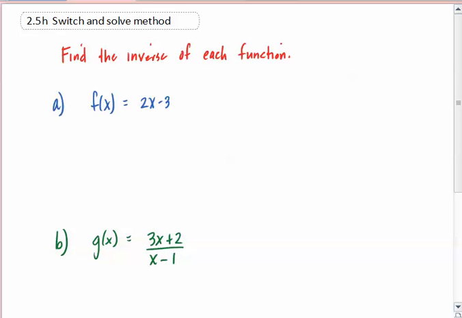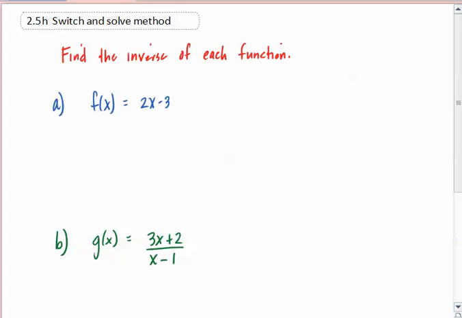So this video is going to be more examples of how to find the inverse of a function. If you haven't seen the video 2.5G, you should watch it because it's the introduction, the first example of finding an inverse, and some books call it the switch and solve method. We're going to continue to use that method here.